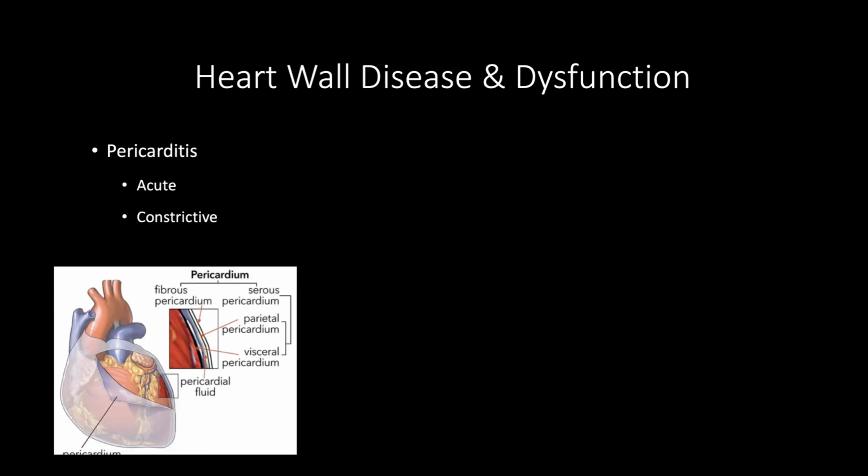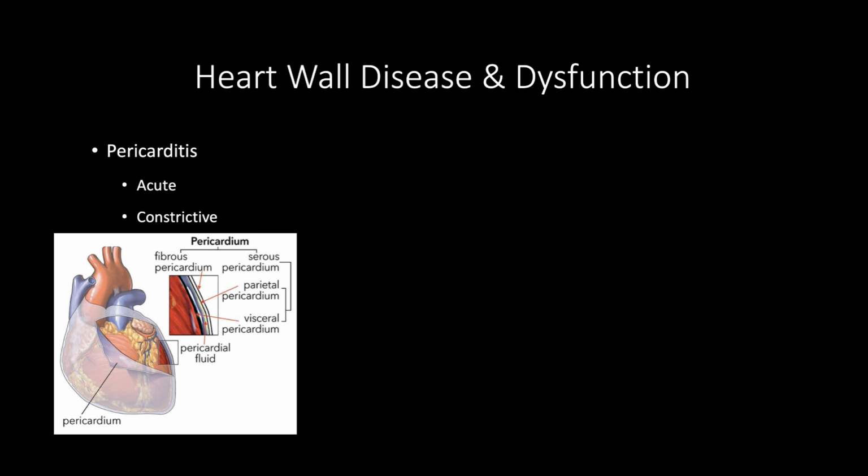Let's talk about the heart wall disease and dysfunction. Pericarditis. So you've got your pericardium that we had shown earlier, and it's got different layers there that you can see, filled with the fluid protecting the heart. But it can get inflamed. It can cause issues, as we'll see here, with acute pericarditis.